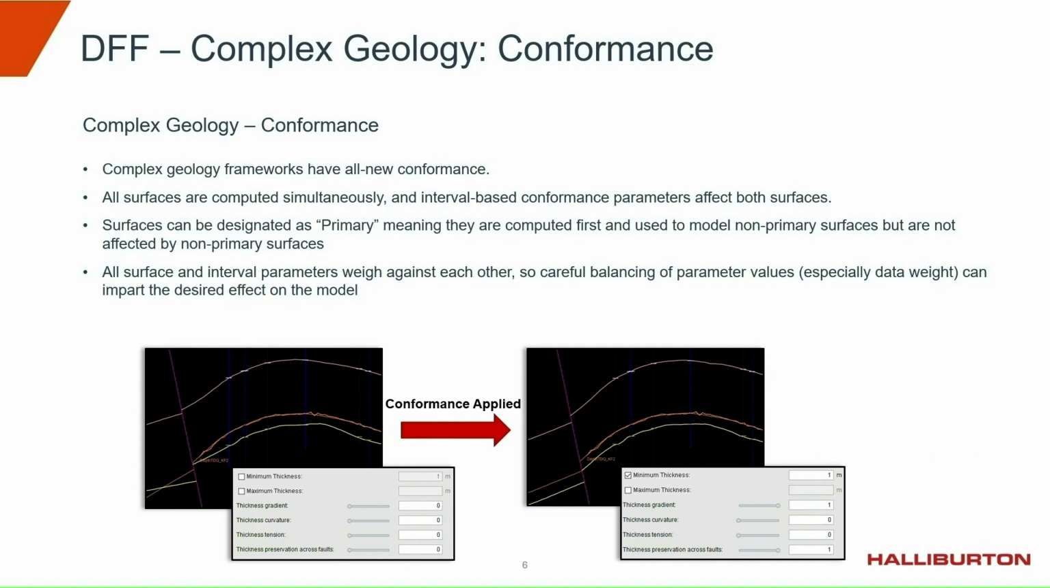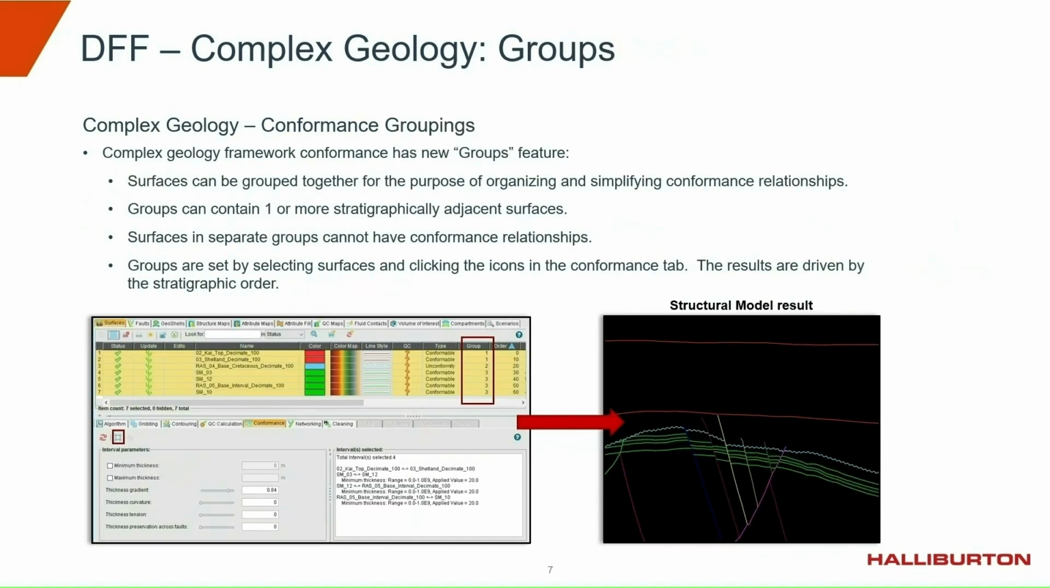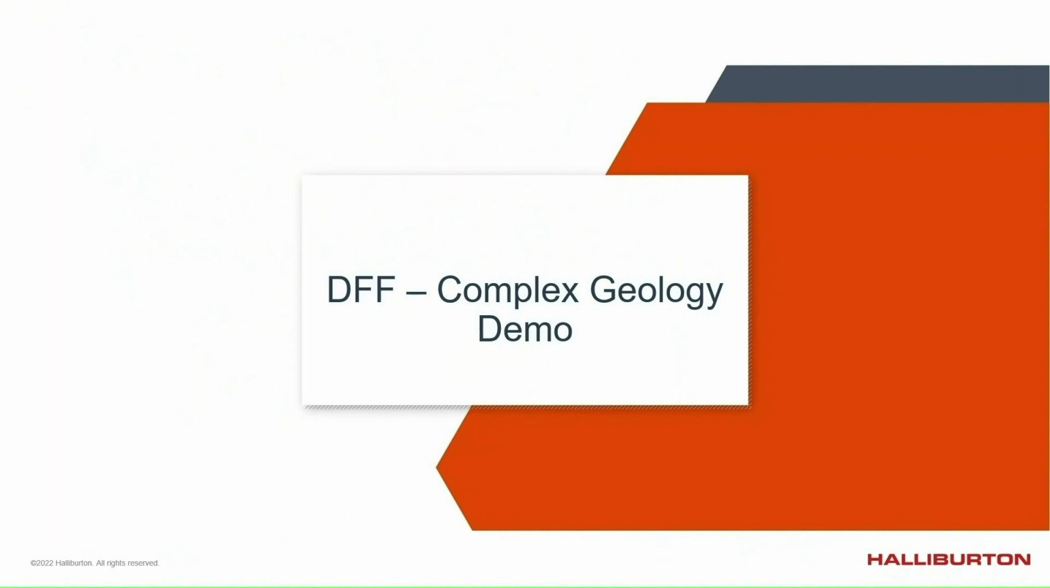You can set minimum and maximum thicknesses, control for the relative strength of the conformance, and specify whether the stratigraphy should have a constant thickness or constant thickness trend. To aid in the setting of conformance relationships, you can create groups of surfaces that may represent stratigraphic packages. Surfaces above and below a nonconformity may behave differently, so you can create different groups and apply conformance to each group independently. Let's look at a demo of the new algorithm working.